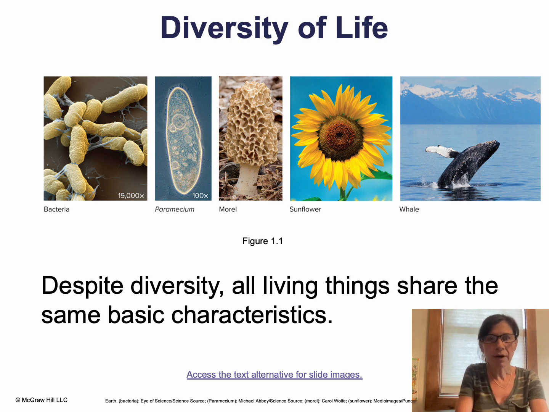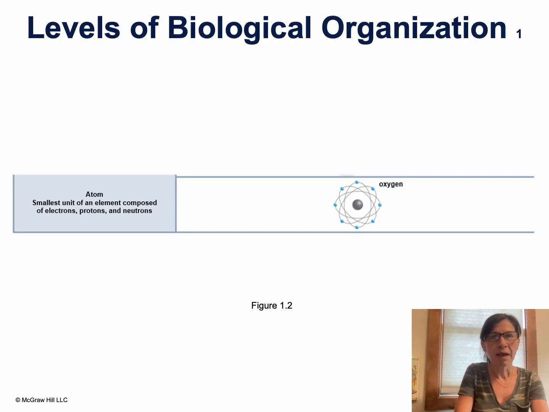All right, so despite all of this diversity we see in life, they all share some common characteristics that we're going to go through now. They're all organized. Life has organization to it, and it follows these levels of organization. At the smallest, most basic level, all of life consists of matter, and there it consists of atoms.